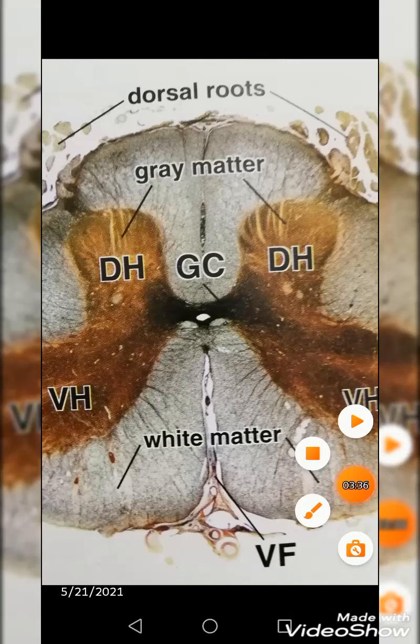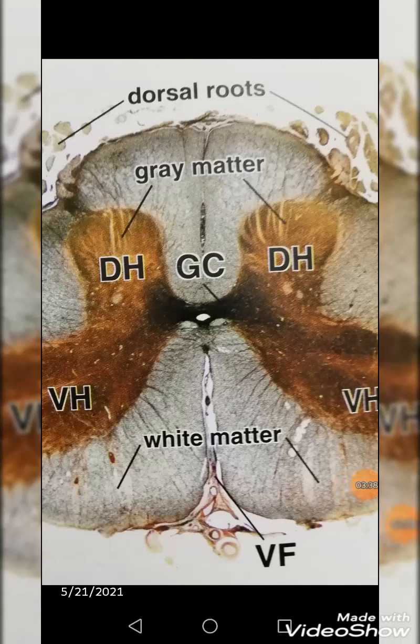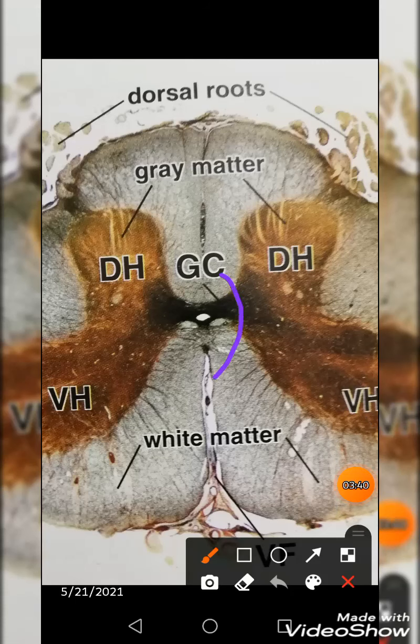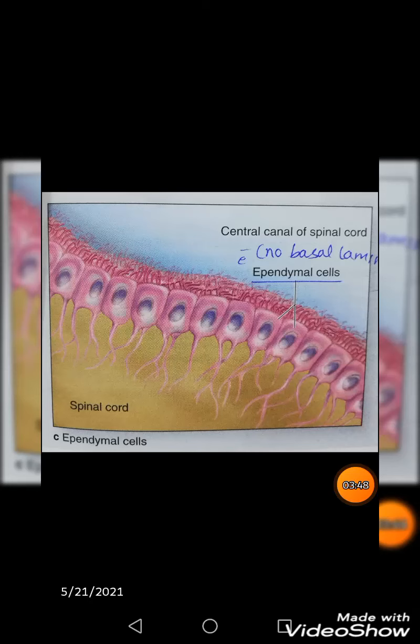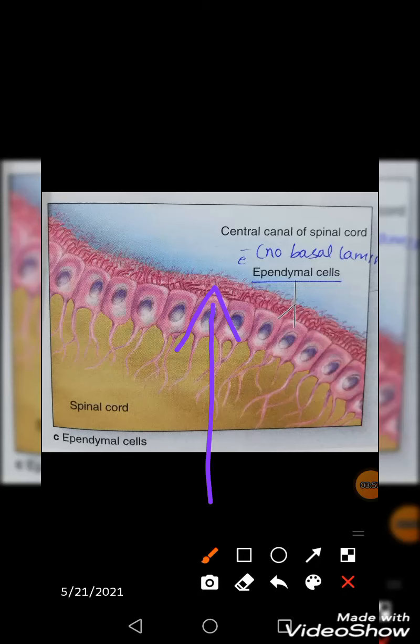What else is there? Now we have to see that the central canal is lined with the ependymal cells. Let me show you another picture for it. These are the ependymal cells that line the central canal as well as the ventricles of the brain. In the spinal cord you can see these ependymal cells have no basal lamina, and these cells are either columnar ciliated or cuboidal ciliated, right?